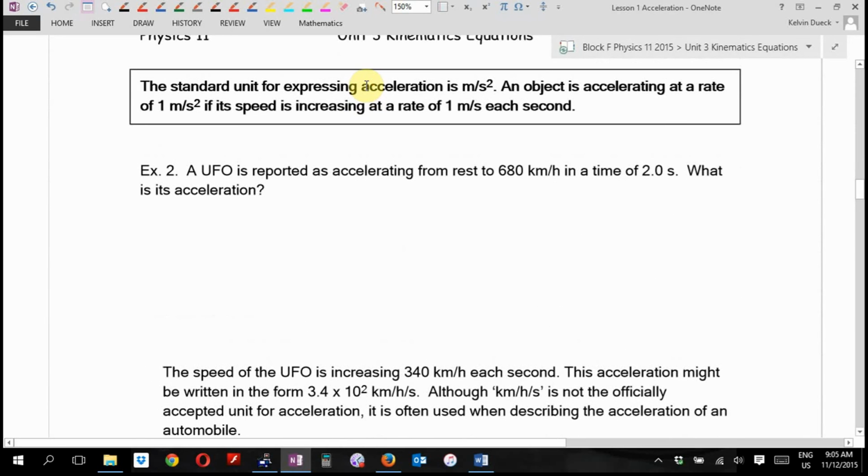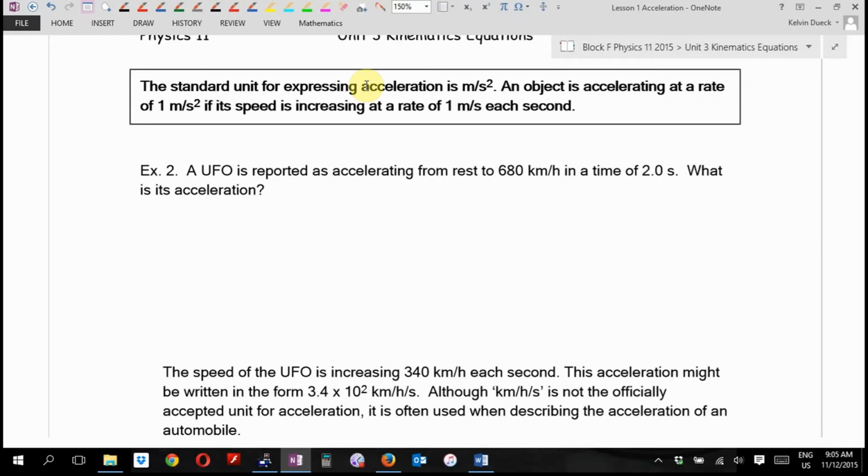So I wrote here, the standard unit for expressing acceleration is meters per second squared. It is my much preferred unit. An object that is accelerating at a rate of 1 meter per second squared is gaining 1 meter per second every second, if they're going in the same direction. If the object is going backwards and it's accelerating forwards, it's losing 1 meter per second every second. We're going to get away from having to figure out forwards and backwards, losing and gaining, because in the equation, we'll just decide positive and negative and let the equation take care of it, which is also a little nicer than trying to figure it out ahead of time.